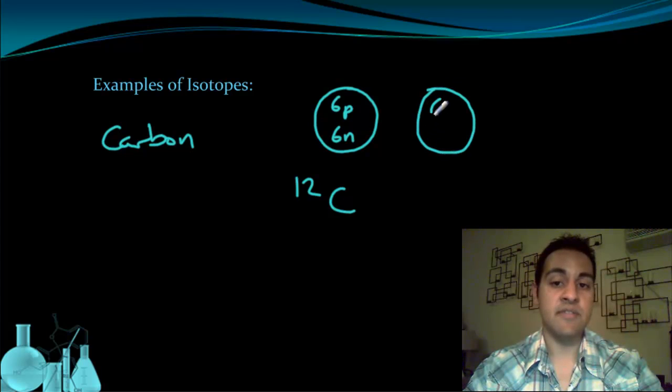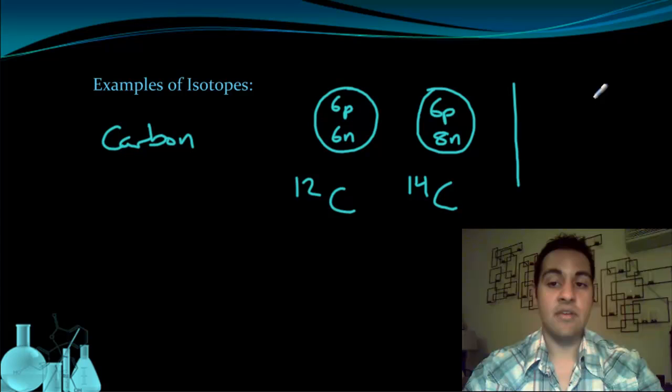In this nucleus, we're going to have 6 protons, and let's say we have 8 neutrons. Okay? Now the mass number is 14. So I have an isotope of carbon. Okay, these are both isotopes of carbon. They're the same element, but they have different masses. And we can see that mass came from additional neutrons.